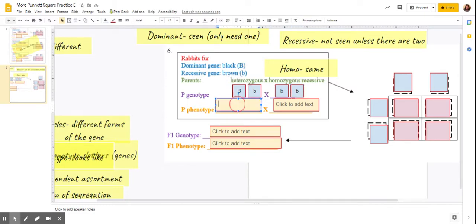And so now we're going to write down P phenotype. What do they look like? Big B, little b. Remember the definition of dominant. The law of dominance says that in a heterozygous situation, it's the dominant one that is seen, or the dominant one that's expressed. So this one's going to have black fur. And little b, this one's going to have brown fur.